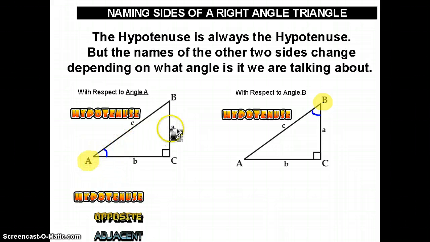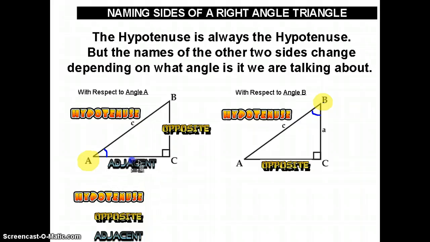So opposite means across. So side A is going to be the opposite over here. But on this one, which is the same triangle, because I'm talking about angle B, the opposite will be here at the bottom. If I'm talking about angle A, adjacent means it's touching. So if I put my finger on the angle A, I'll be touching the hypotenuse and the adjacent. And the adjacent in this case would be this over here, because I would be touching at the angle B and the adjacent would be right beside it. Good.